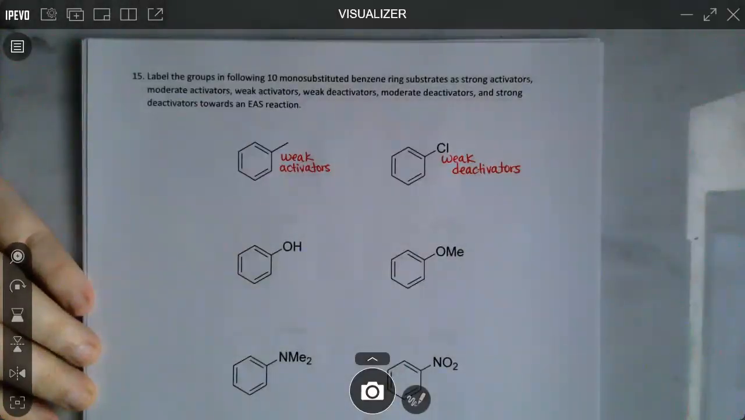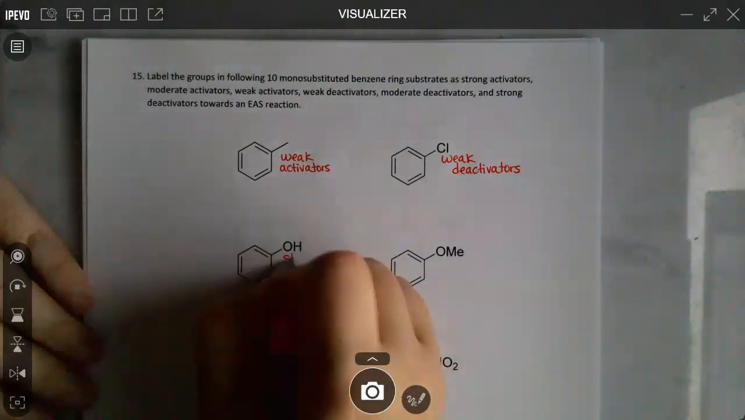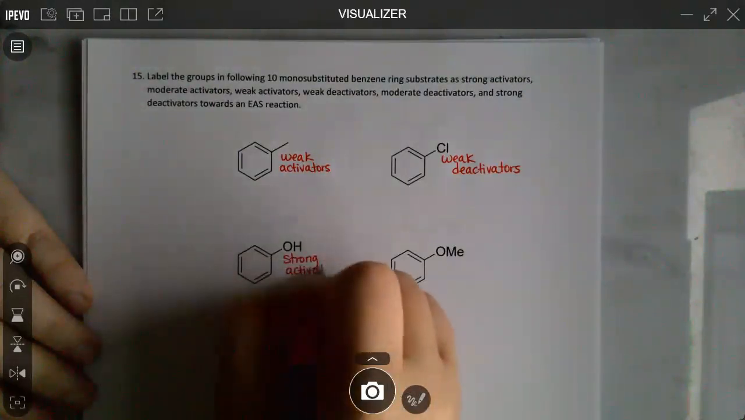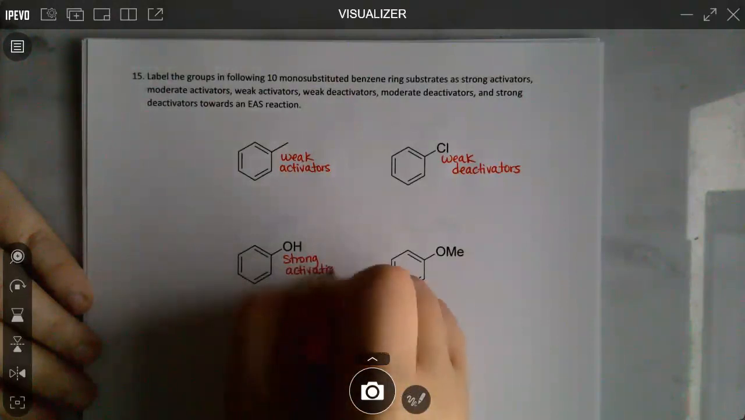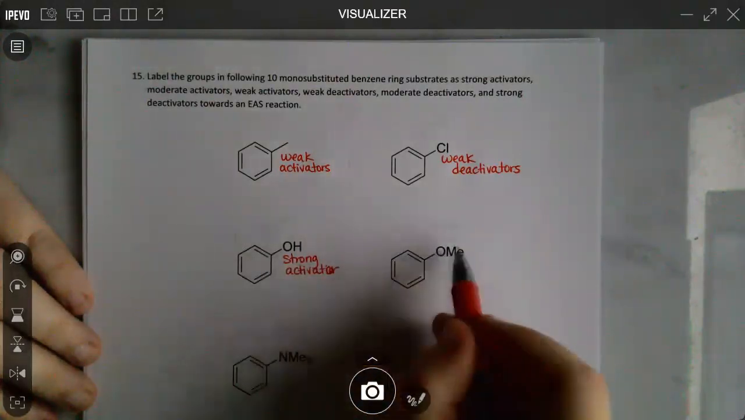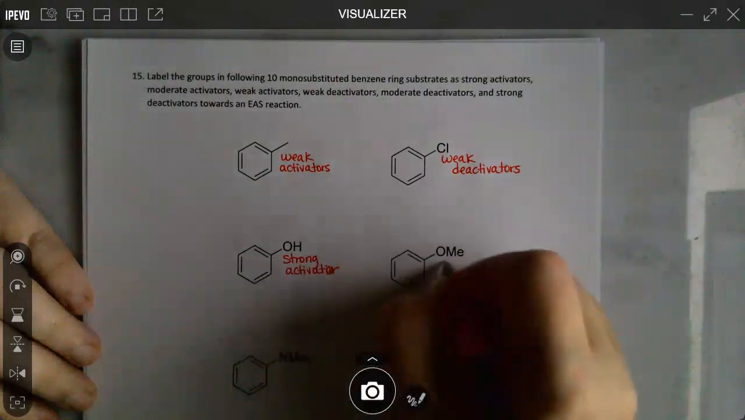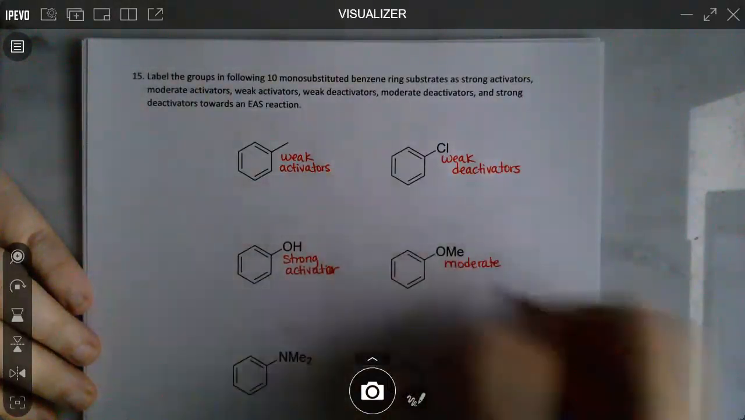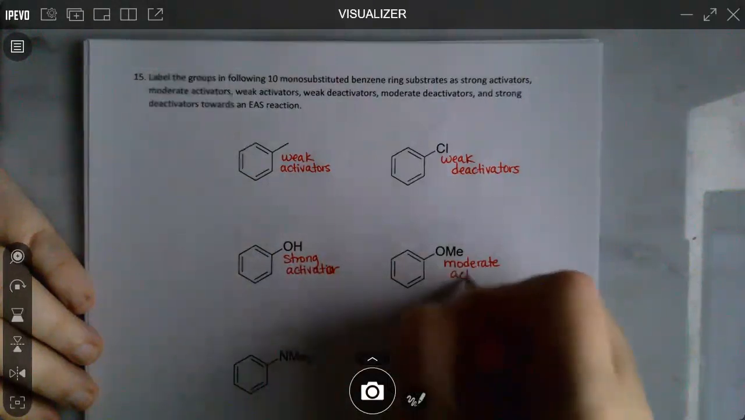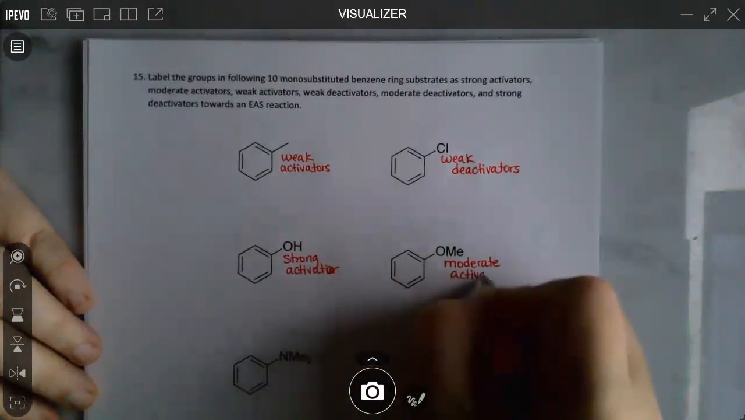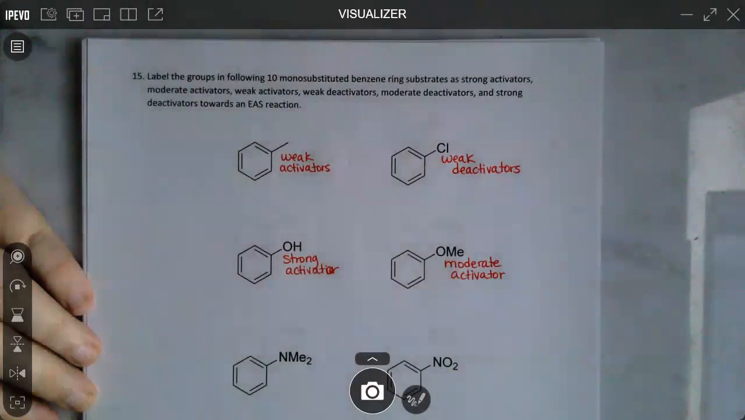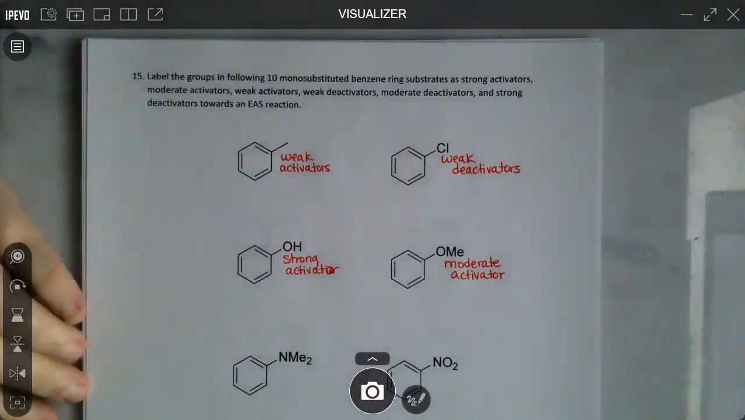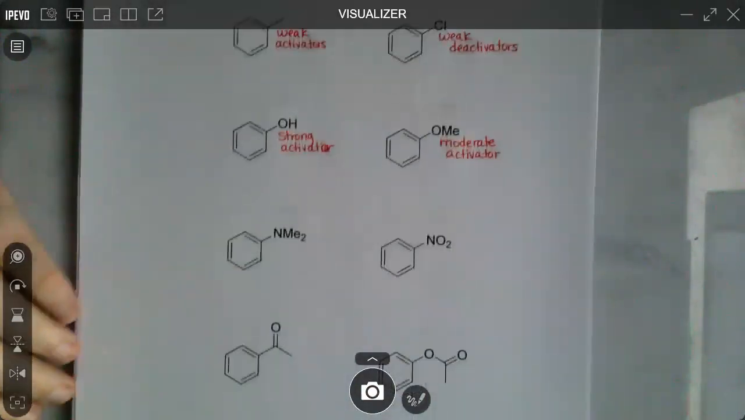The book puts the OH group in a phenol in the strong activator category, whereas a methoxy group or an OR group is a moderate activator. But it's very likely to be one of the strongest moderate activators. So it's very close to being a strong activator.